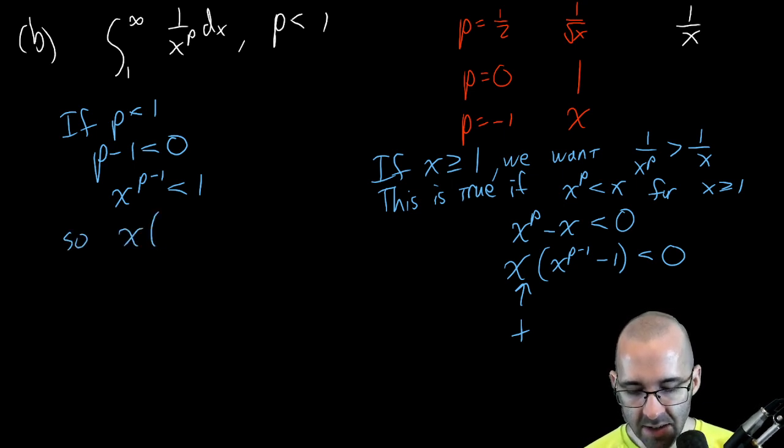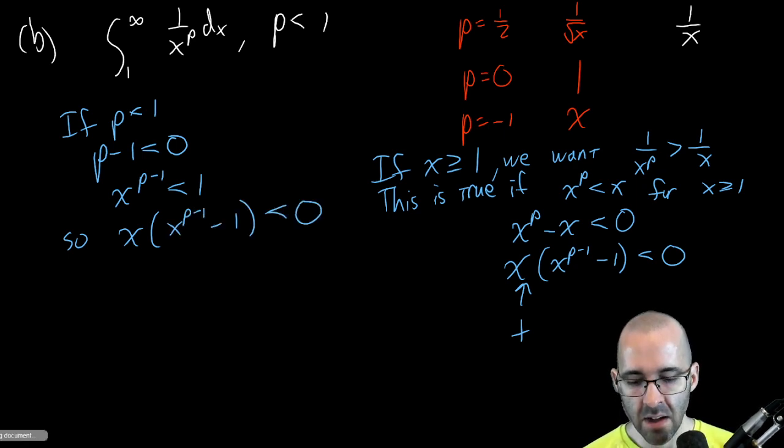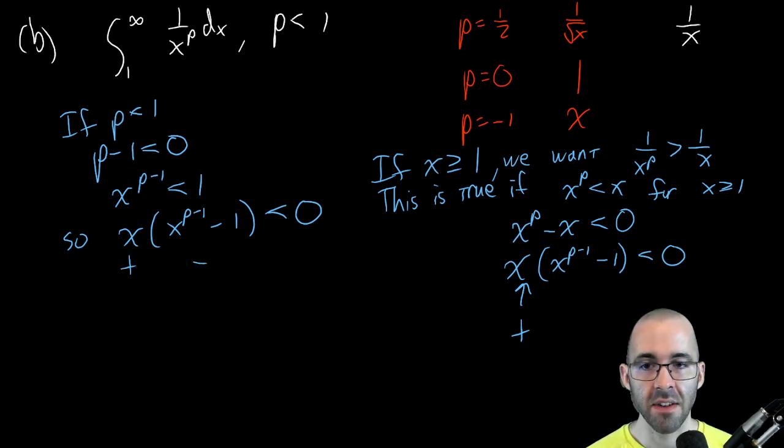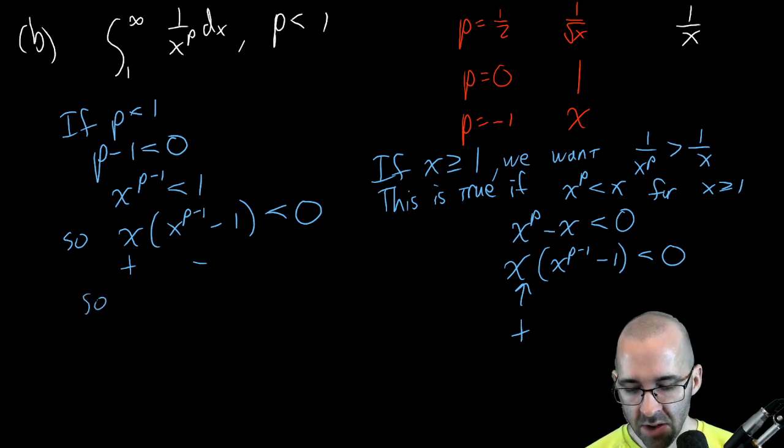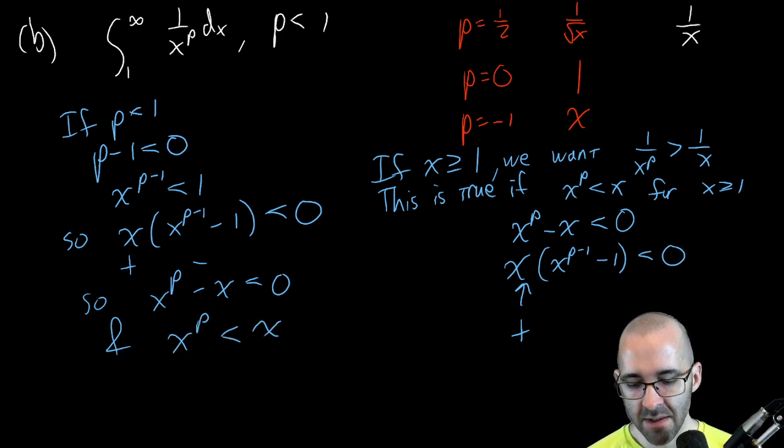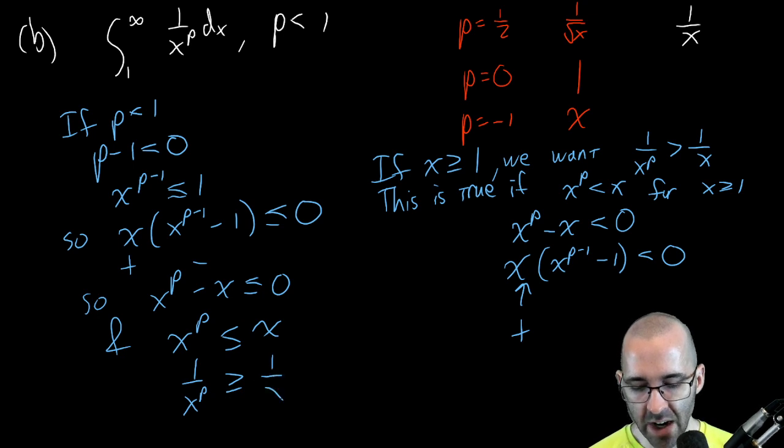So that means that x times x to the p minus 1 is less than 0, because again, this is positive, and that's negative. So when we distribute, x to the p minus x is negative, which means x to the p is less than x. Oh, these should all be greater than or equal to signs. Which means that 1 over x to the p is greater than or equal to 1 over x.